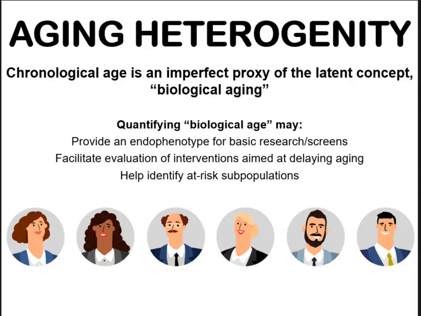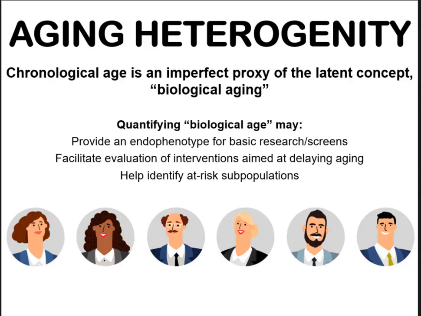So if you can actually have these proxy measures, you could run your intervention, check one year later, and hopefully see changes in these different aging measures. Another important thing is that it can identify at-risk individuals potentially much earlier in this process. And then you can try to develop interventions for them.